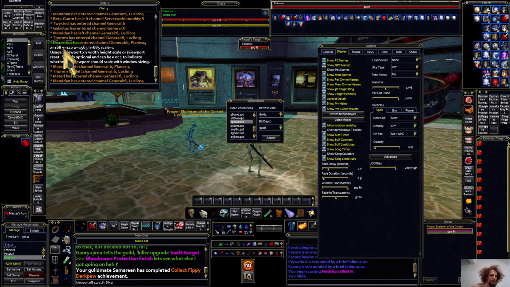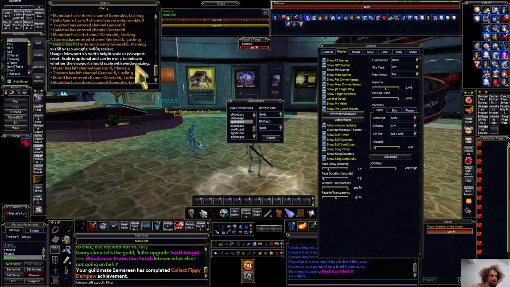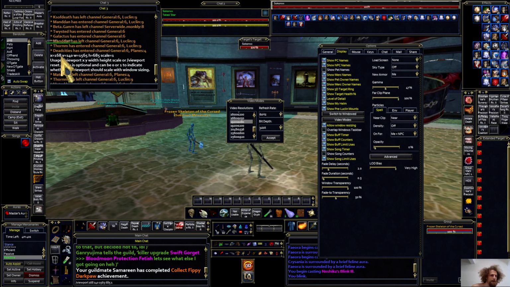The X number, the first number, would be the starting point, or the number of pixels from the left of your screen. The second number is the number of pixels from, I believe, the bottom of your screen, because the fourth number is height, so it should be from the bottom. So my screen is starting from the 168, 140 XY position and extending for 1565 pixels to the right and 685 pixels to the top. So that's the command. That's how you enter it.